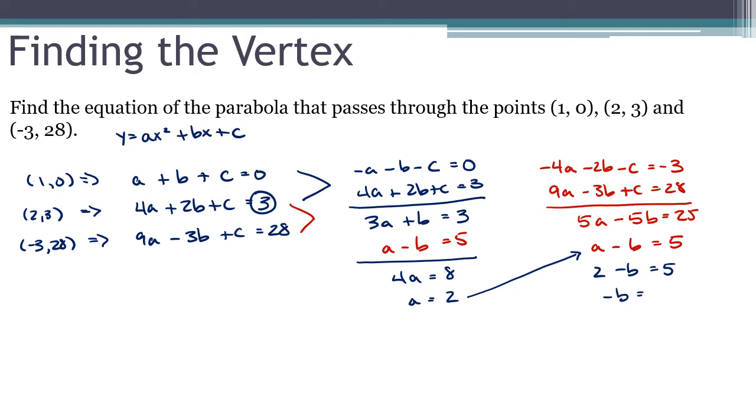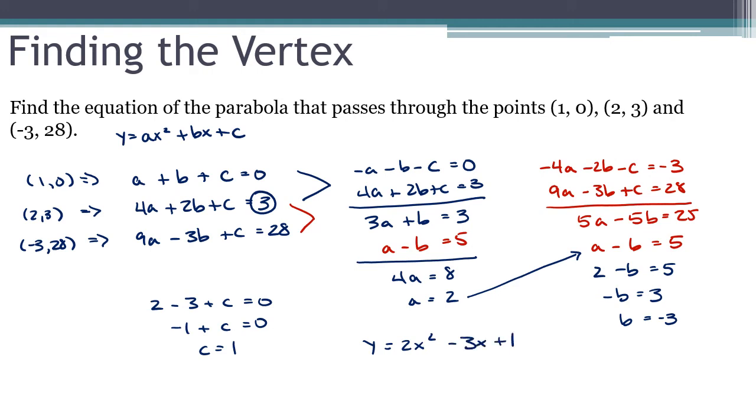Minus b equals 3, so b is negative 3. Then I'm going to take both of these and put them back into the first equation, and I'll get 2 minus 3 plus c equals 0. Negative 1 plus c, so c is equal to 1. And now I have my equation: y is equal to 2x squared minus 3x plus 1.